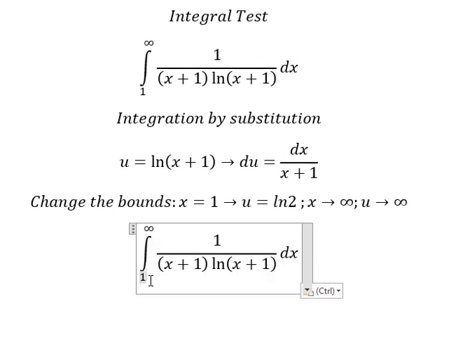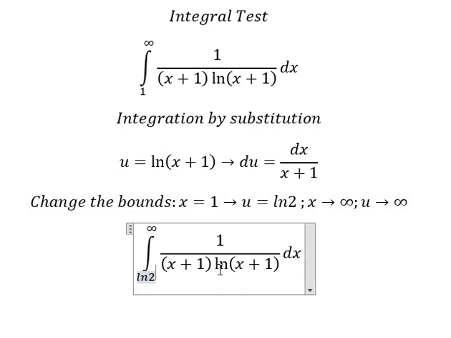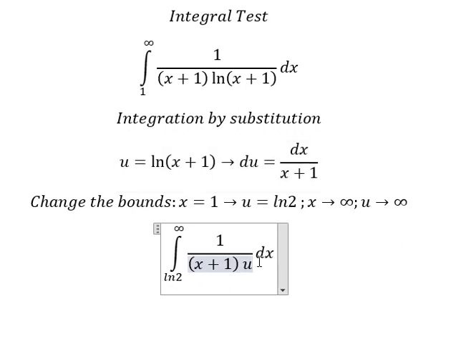This one we change to 2. This one we keep the same. Ln 2. So this one we change for u. The s over s plus 1 we change for u.